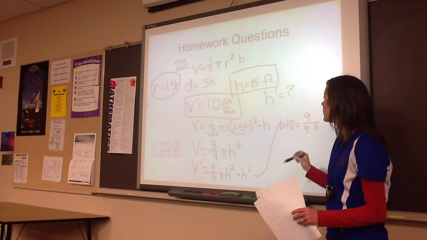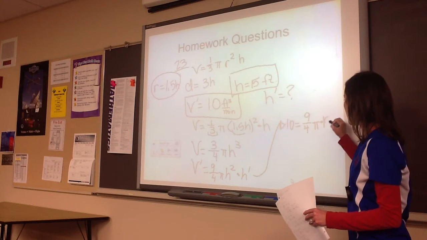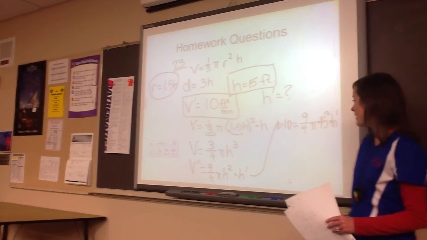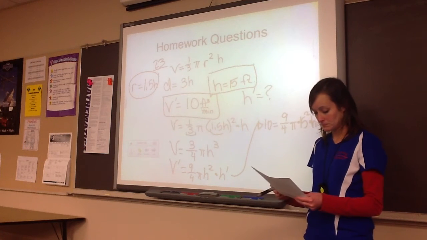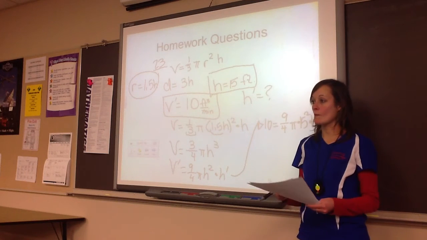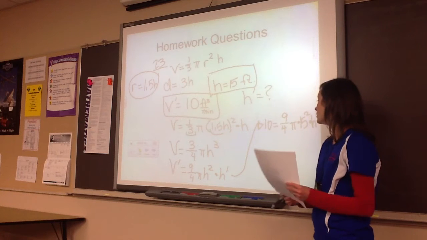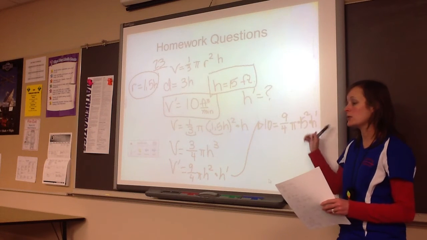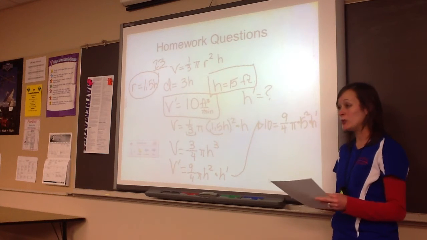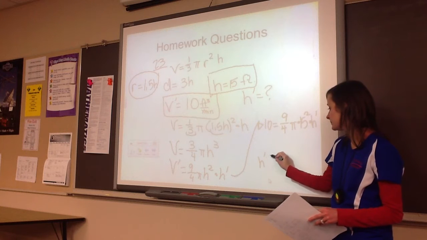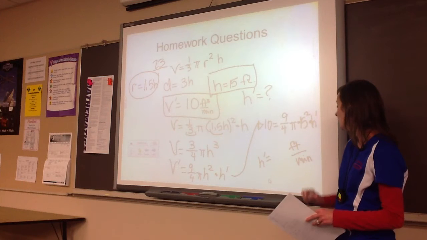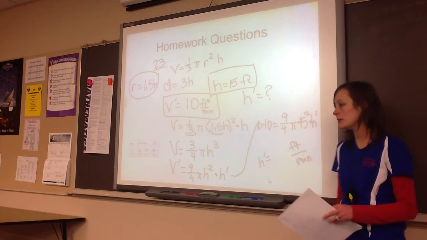Do we have h? 15. Do we know h prime? Okay, so solve that for h prime. Those are all being multiplied by h prime, so we're going to divide by all of those to get them to the other side. And you get, I'm going to label it as feet per minute, since it's one variable.